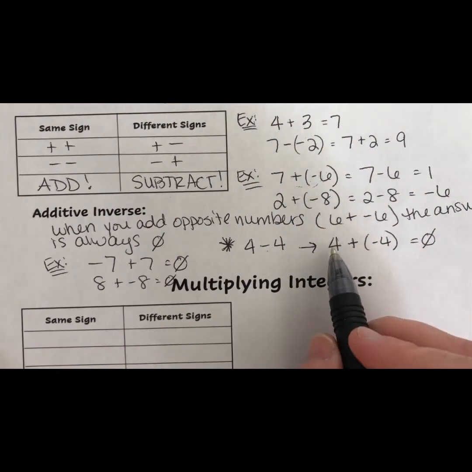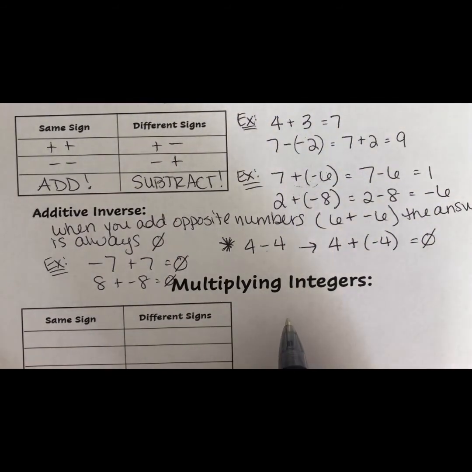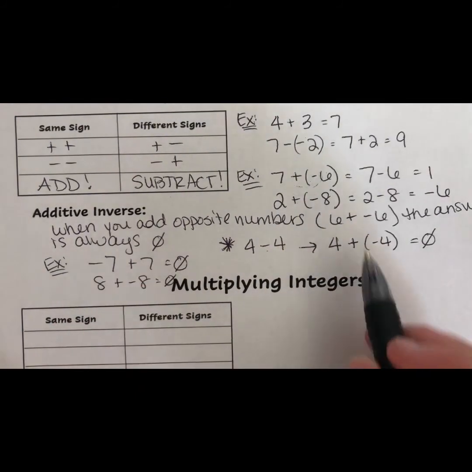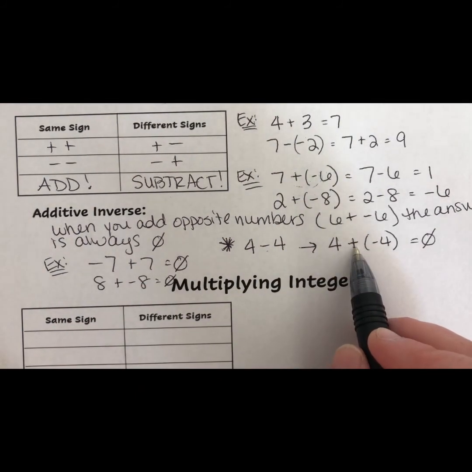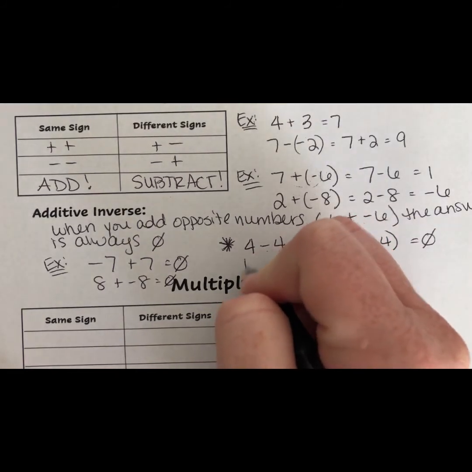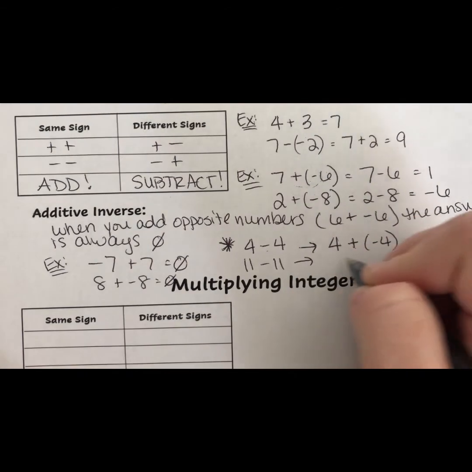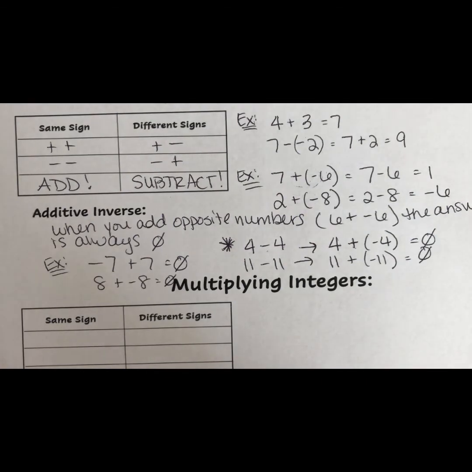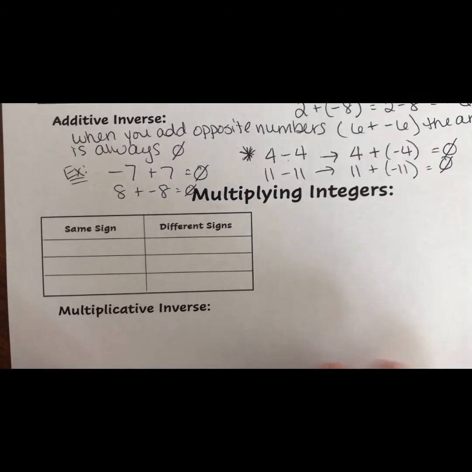4 minus 4 is 0. 4 plus negative 4 is 0. So always assume for the additive inverse, when you see opposite numbers, you're adding them and you're always going to get 0. If I had 11 minus 11, that's like saying 11 plus negative 11, which again is 0. All right, and then lastly we have multiplication.